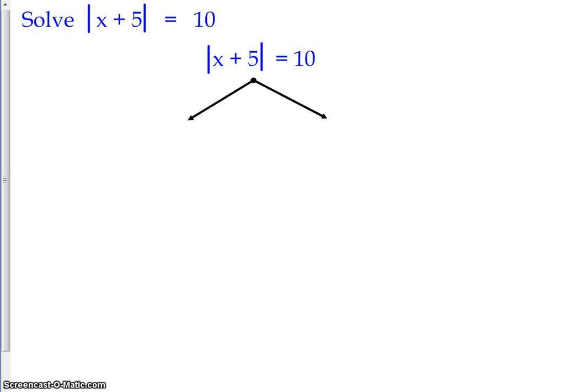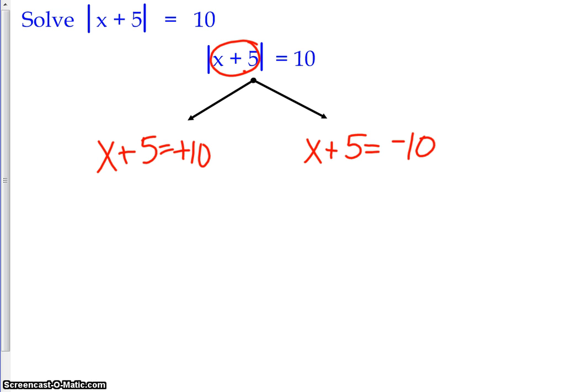So that's the idea we have to use here. Whatever was inside the absolute value could have originally been a positive 10, and when I took the absolute value, I got a positive 10, or it could have been a negative 10 in here, and when I took the absolute value, I got a positive 10. So you have to look at two scenarios: either x plus 5 equals a positive 10 or x plus 5 equals a negative 10.